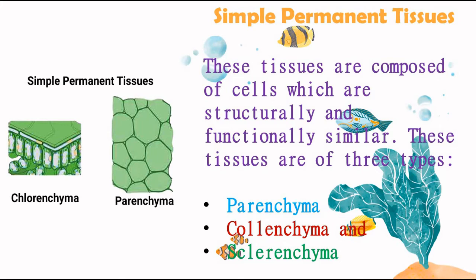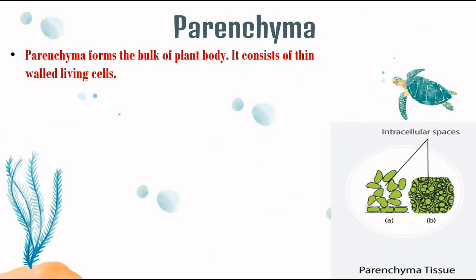The first one is parenchyma. The second one, collenchyma. And third one is sclerenchyma. So observe the pronunciation also so that you will be familiar with it. So now, what is parenchyma? First we'll look at parenchyma, then we'll look at sclerenchyma and the other one.